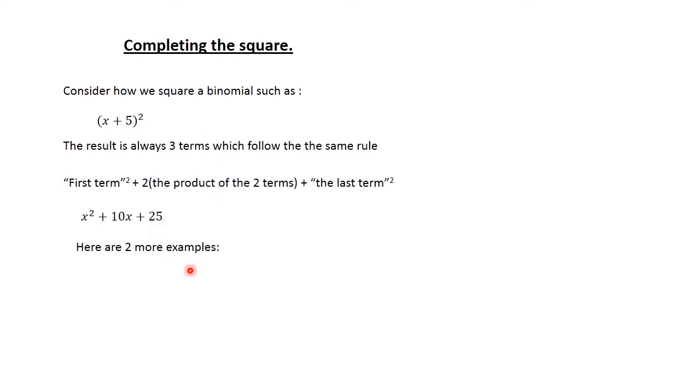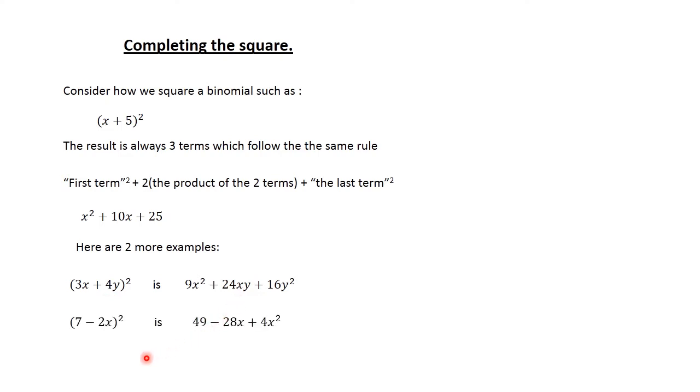Here are two more examples. If I were to take 3x plus 4y and square that binomial, I'm going to have the 3x becoming 9x squared. So you square the 3, you square the x, you get 9x squared. You square the 4 and you square the y, that gives you the 16y squared. What about the middle term? Remember that middle term comes from taking these two terms, multiplying them together, which would give you 12xy, and then doubling that. That's where the 24xy comes from.